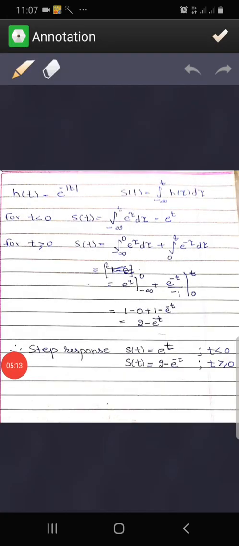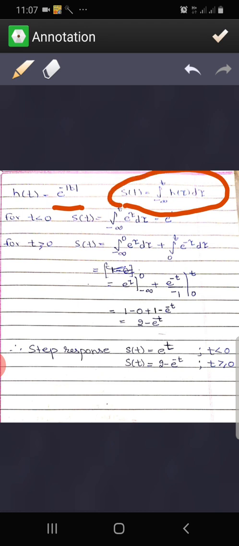Now let us take h of t as e raised to minus mod t. Here s of t, you know the formula, s of t is equal to the integral from minus infinity to t of h of tau d tau. Now we have two cases. Suppose t is less than 0. If t is less than 0, mod of t is nothing but minus t, so minus of minus t, you get plus tau. So e raised to tau. Therefore it represents e raised to t.